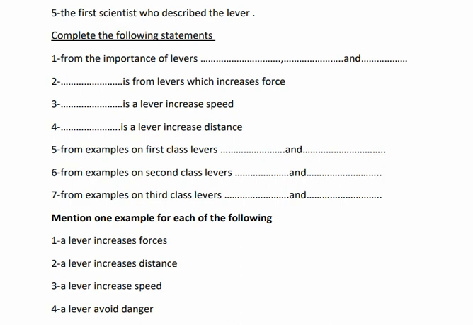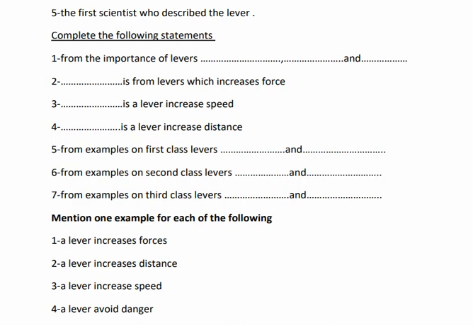Number 5, from examples on first class levers: scissor, hammer. From examples on second class levers, you could say any two suitable examples such as nutcracker, bottle opener, wheelbarrow. For examples on third class levers: tweezer, ice holder, coal holder.